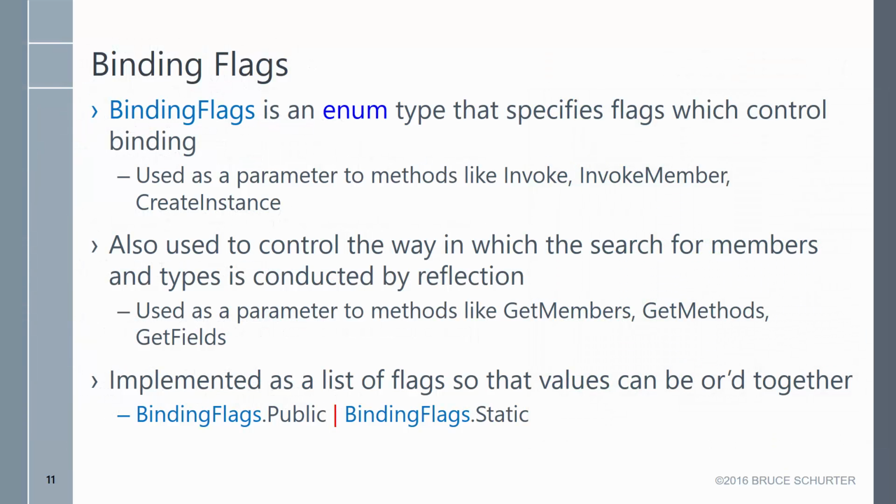Binding flags is an enum that allows you to define how you want to search for specific items when you're using these get methods. Typically, you'll have something like bindingflags.public or bindingflags.static. Now, since we know this is an enum and you see this OR character, that typically means this is going to be a flags enum where you can have overlaid bits, and in fact that is the case. You can also use it with invoke and invoke member and create instance to indicate different behaviors as well.